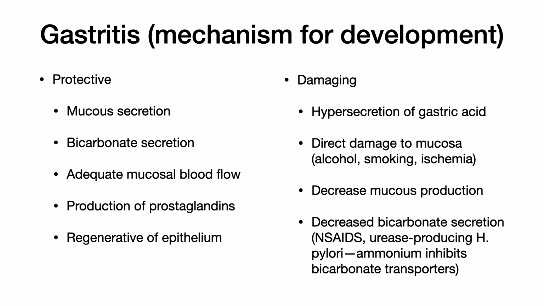The damaging effects are if you have hypersecretion of gastric acid that can overcome the body's protective mechanisms. If you have direct damage to the mucosa, as alcohol, smoking, and ischemia can do, decreased mucus production and decreased bicarbonate secretion, which comes from nonsteroidals, and then also the urease-producing H. pylori. The ammonium that they produce inhibits bicarbonate transporters, so you have less bicarbonate and you don't have that protection. So this gives you the protective side of it, how that goes wrong, and specific things that can affect the mechanism of that protection, and then you develop gastritis.